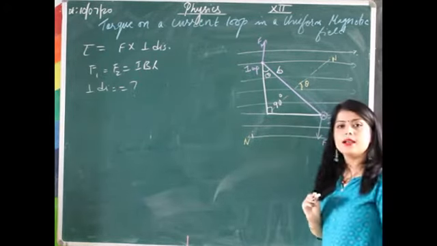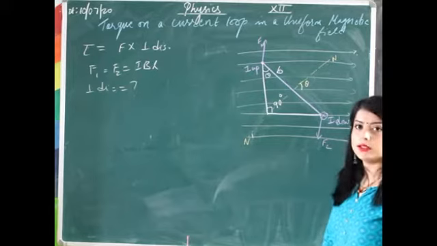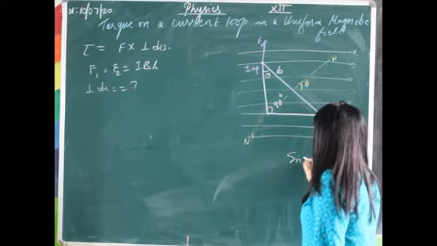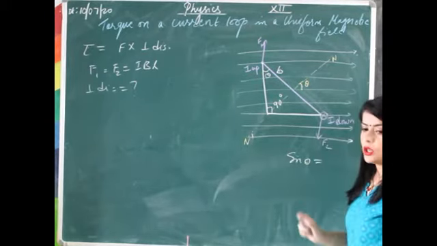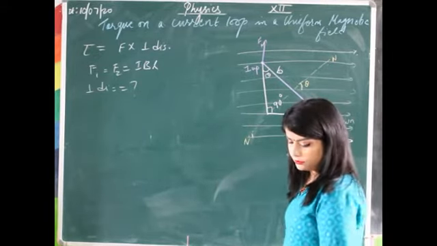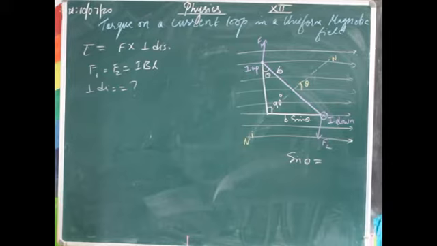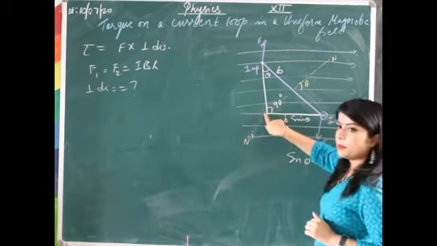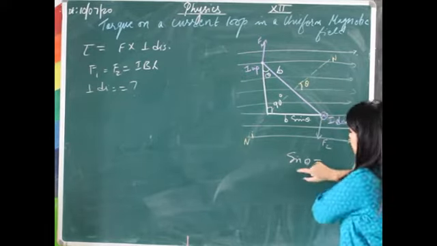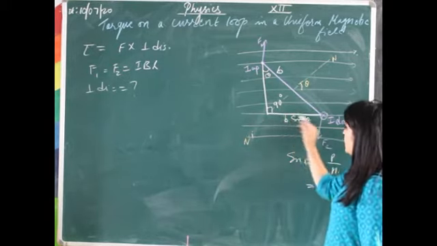So what will be this side? If you are considering the angle over here, then you have to consider sine theta. So this side of the loop will be b sine theta. If this is theta, this side will be the base, this side will be the perpendicular. Sine theta is equal to perpendicular divided by hypotenuse. So if this is theta, this side is perpendicular.